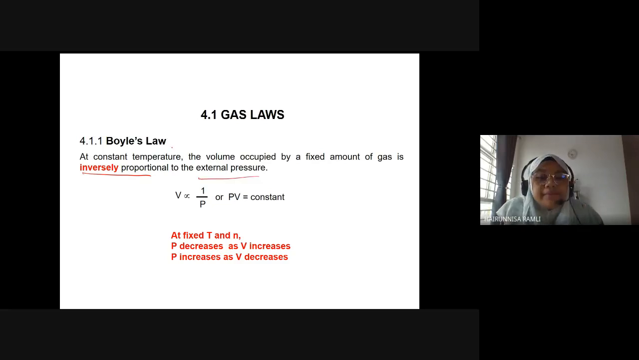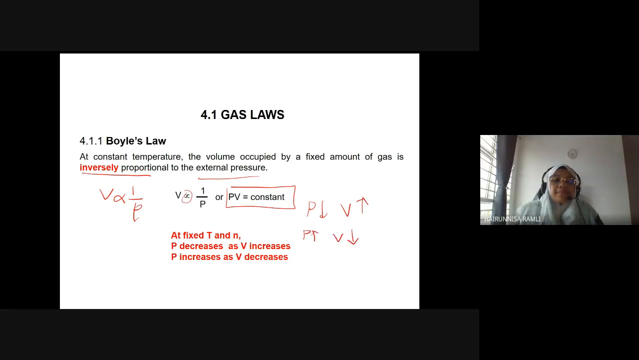Maksudnya berkadar songsang. Okay, so V, this one, inversely proportional to P. Or bila you rearrange balik, you akan dapat like this lah, PV equals to constant. So bila inversely proportional, P decrease, V will increase and vice versa.